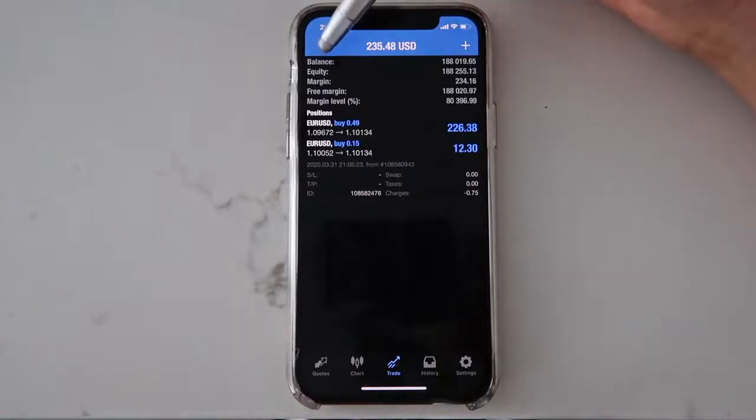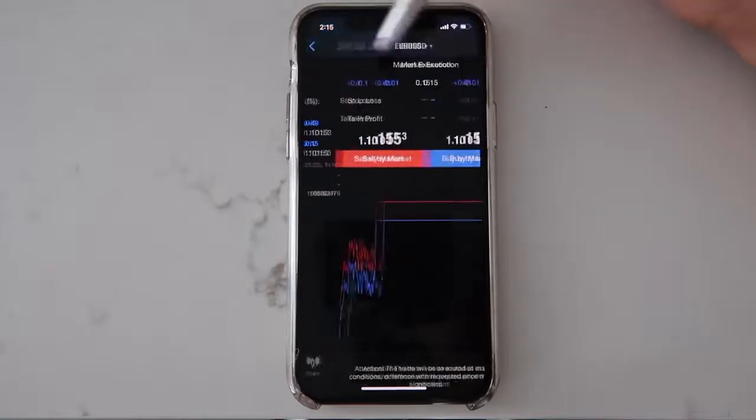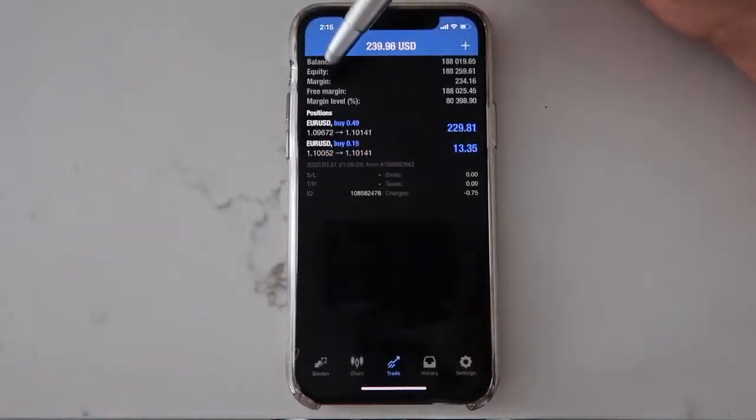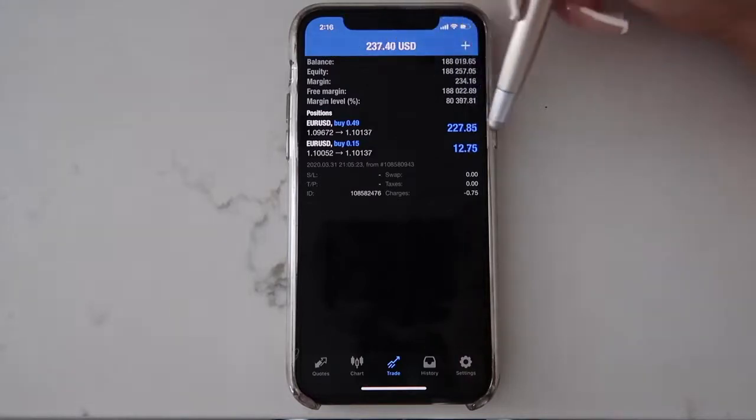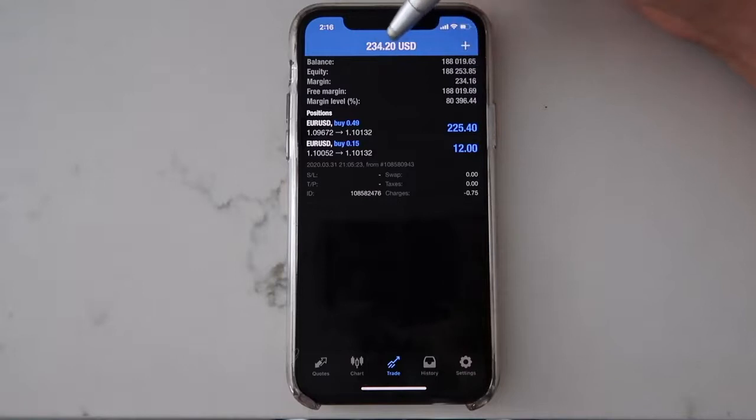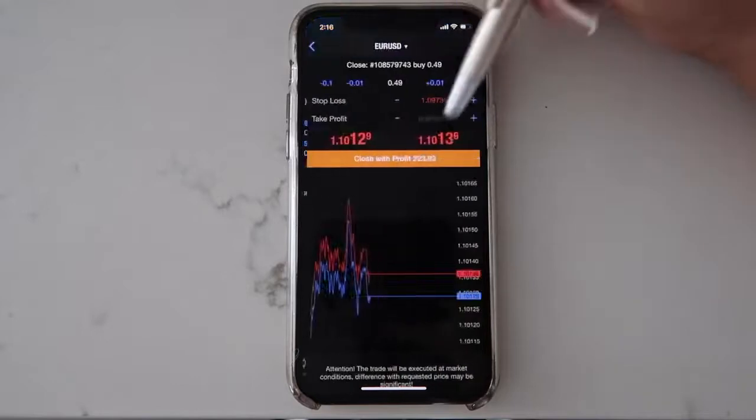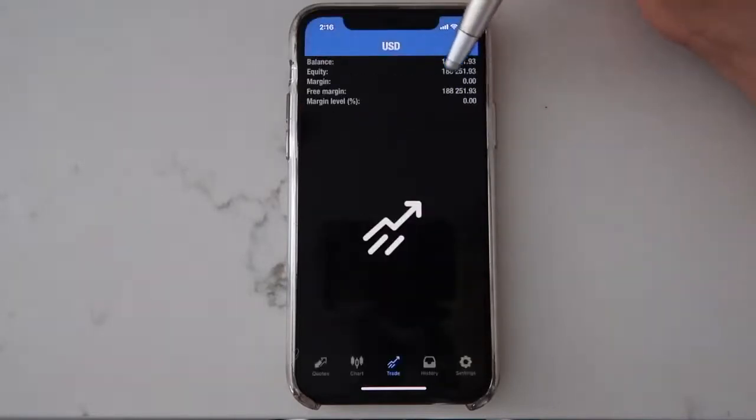Balance here is going to be how much money you have. Equity here is going to be how much money you have floating. Whether your trades are in the negative or in the positive, it's going to add your balance to your profits and losses, which will show up above here, and it's going to show in your equity. So if I were to close these trades out, close and close, now my balance became my equity.